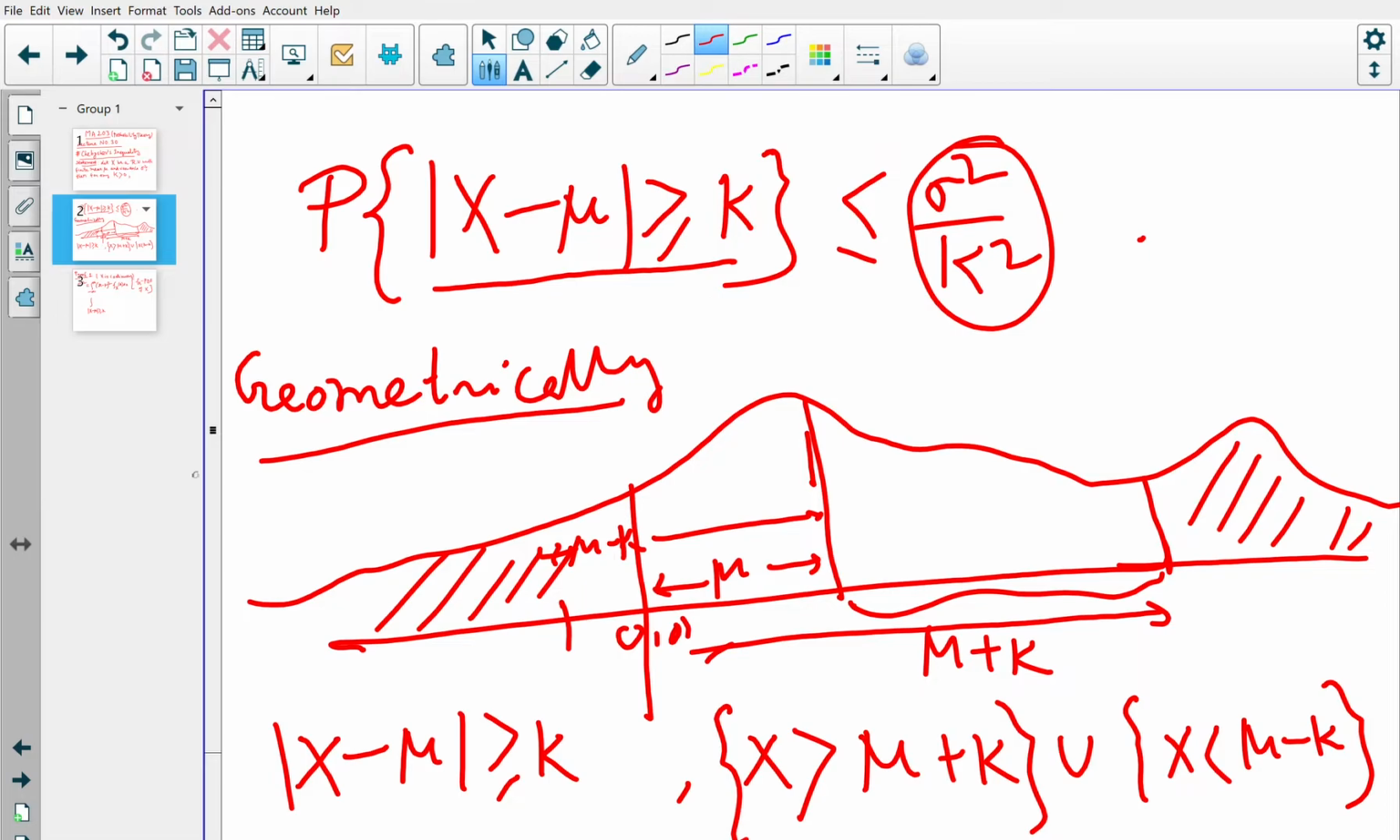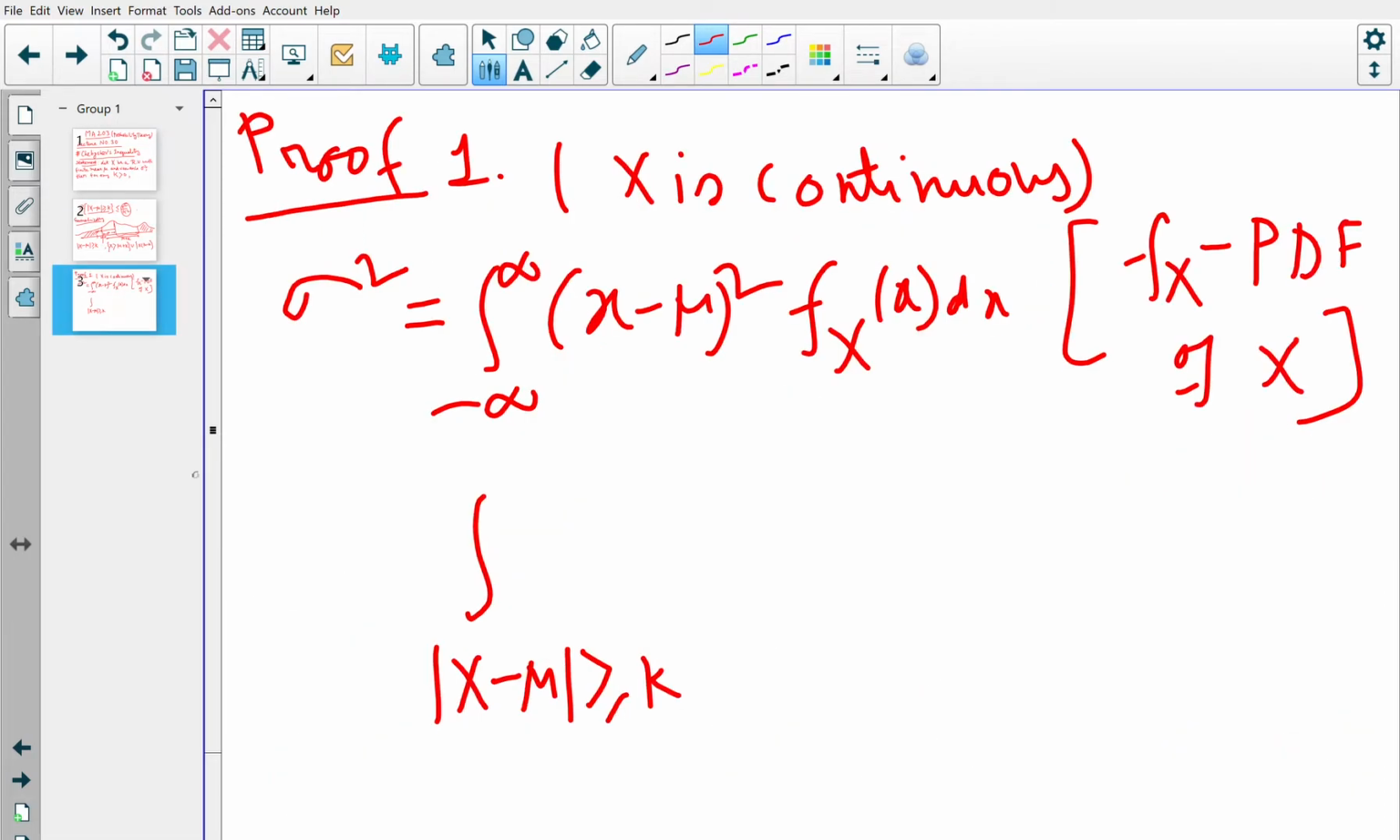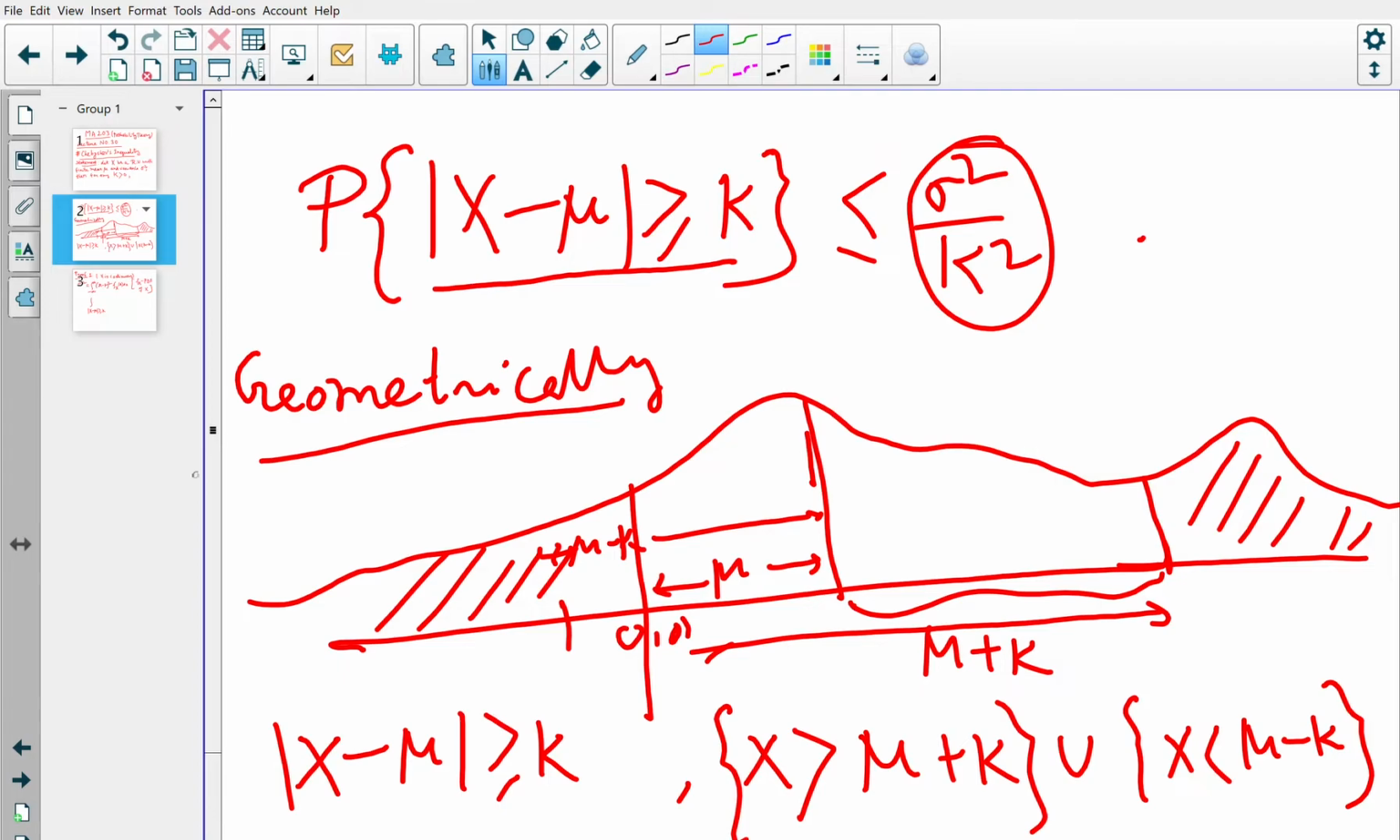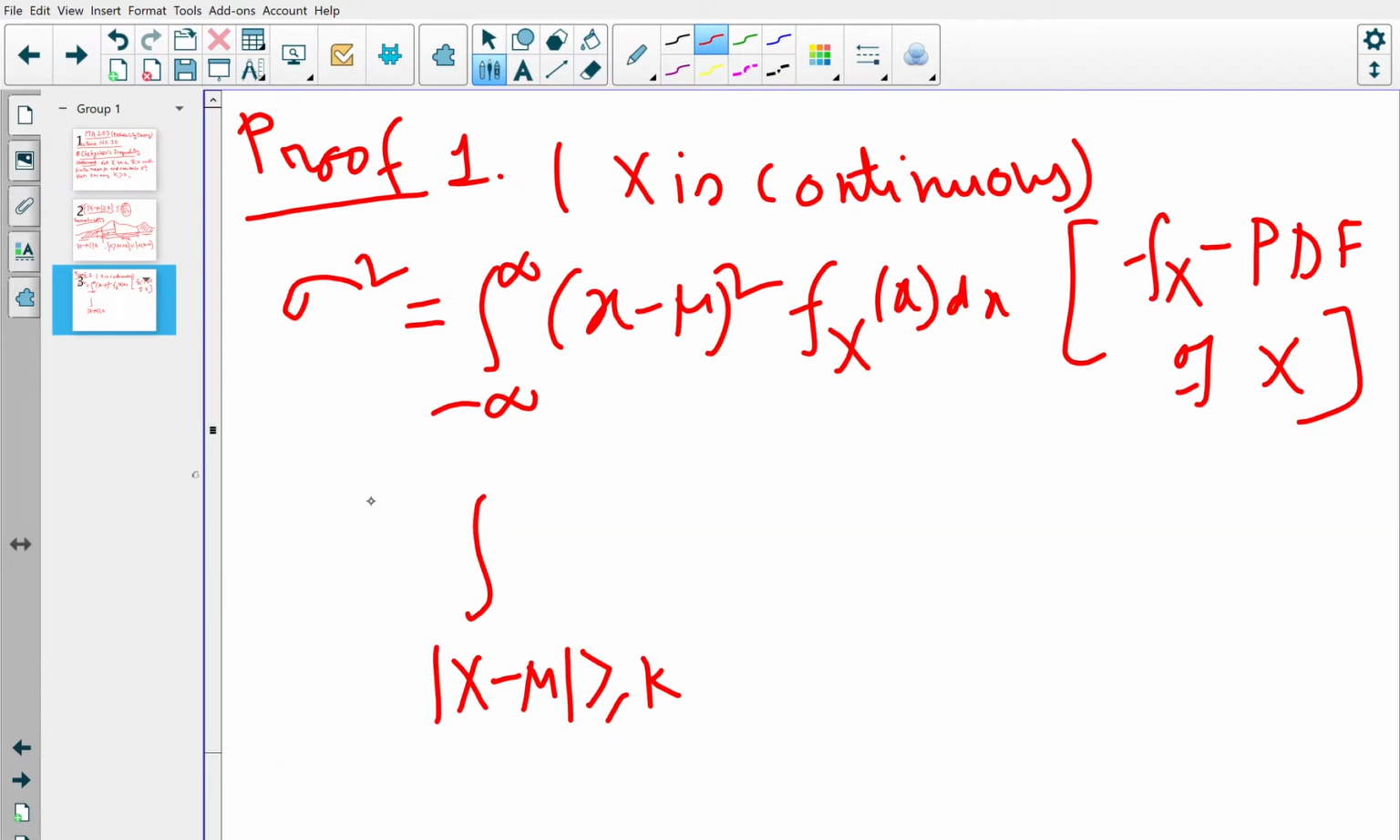Okay, if you restrict to this region, what does that mean? That means you are doing integration on this and this portion. This portion I am not taking, right? So suddenly the first integral will be bigger than or equal to this integral.